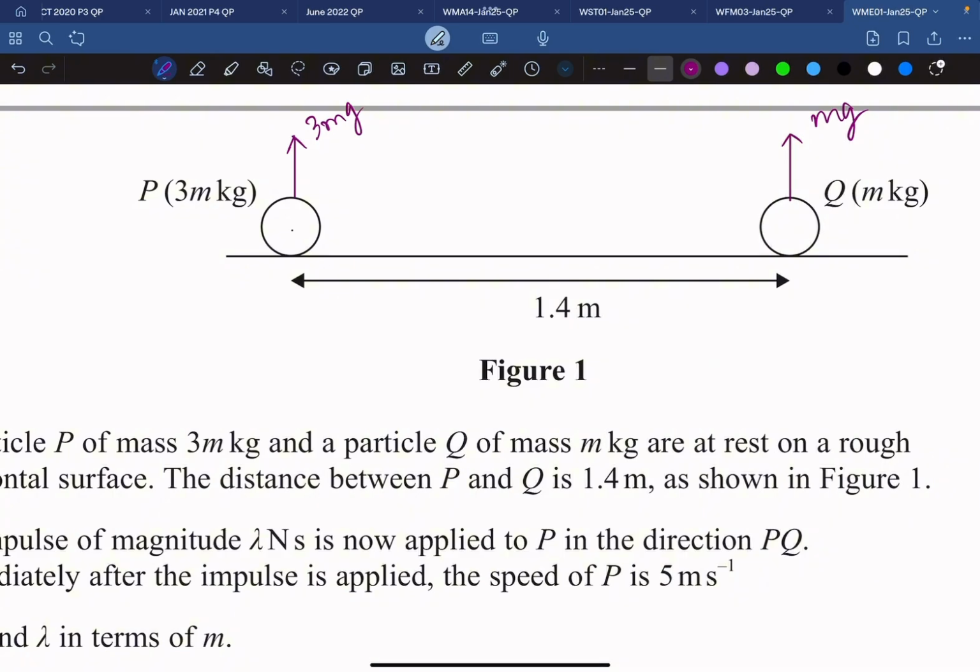Why is it 3mg? Well, it's not moving in the vertical direction, is it? If it's not moving in the vertical direction, that implies that it's not accelerating in the vertical direction, which means it has zero acceleration, which means that in the vertical direction there is no resultant force as well, due to Newton's second law. So whatever force is acting on this particle upwards is equal to whatever force is acting downwards. And downwards we know there's the weight. Therefore, the reaction force exerted on the ball by the ground in the upwards direction is the same as the weight. That's how we get it.